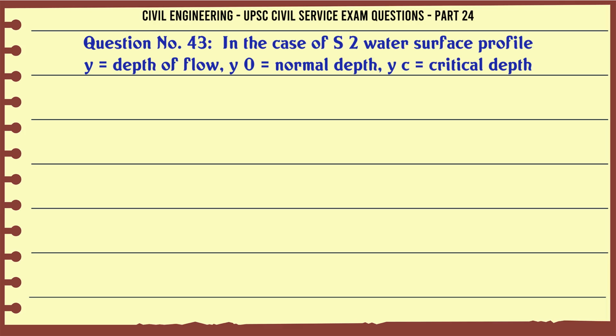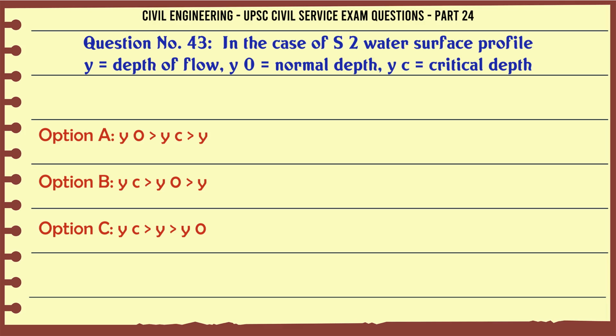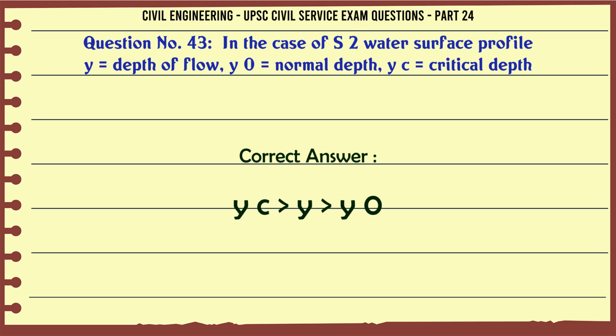In the case of S2 water surface profile, Y is the depth of flow, Y0 the normal depth, YC the critical depth. A Y0 > YC > Y, B YC > Y0 > Y, C YC > Y > Y0, D Y > YC > Y0. The correct answer is YC > Y > Y0.